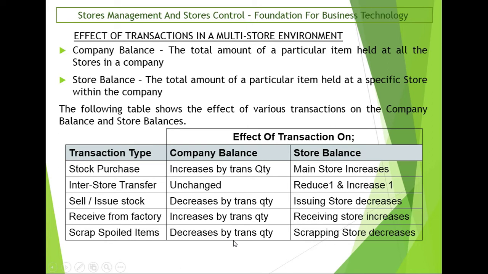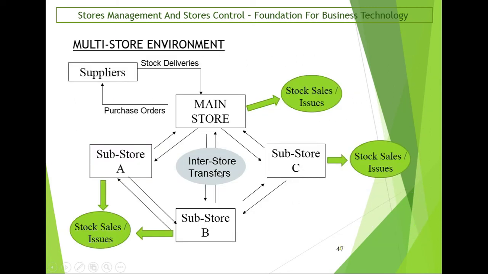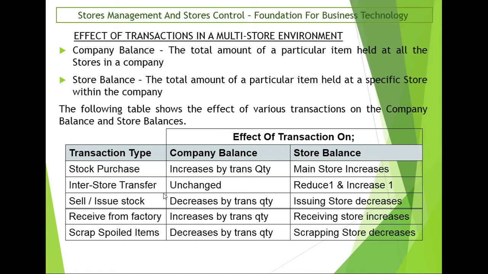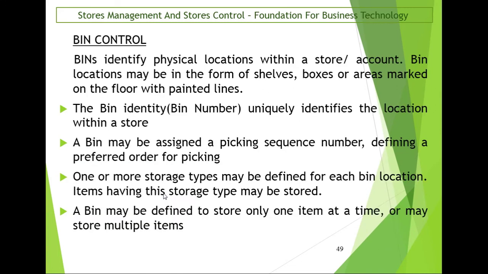And now when we scrap spoiled items, we are taking those items out of the company. So any scrapped items reduce the balance at the store that has written them off. It also reduces the overall company balance. So this is very important to understand when you are creating your system and you want to maintain accurate stock records, both for the individual stores as well as the overall company balances.